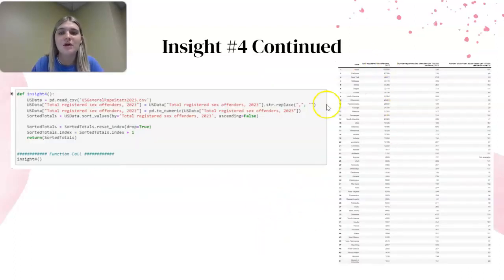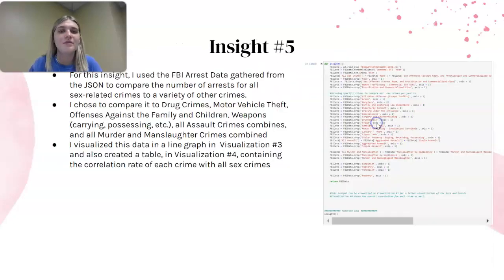Continuing my fourth insight, this is what my code looked like and what my data frame ended up looking like. For my fifth insight, which was my last insight, I used the FBI arrest data gathered from the JSON to compare the number of arrests for all sex-related crimes to a variety of other crimes. So I chose to compare it to drug crimes, motor vehicle theft, offenses against the family and children, all weapon crimes, all assault crimes, which I ended up combining just for simplicity, and then all murder and manslaughter crimes, which I also combined for simplicity.